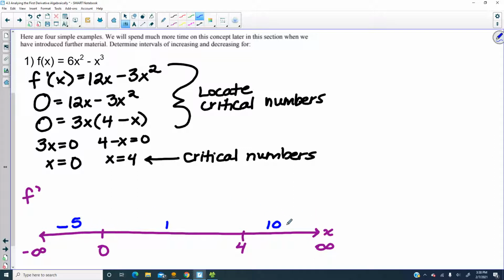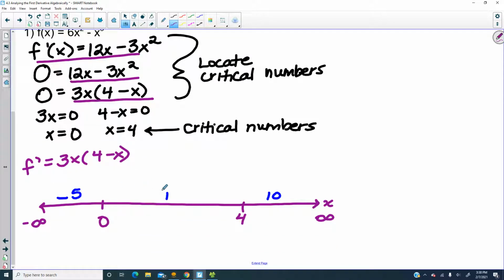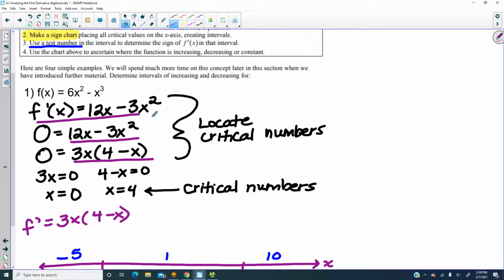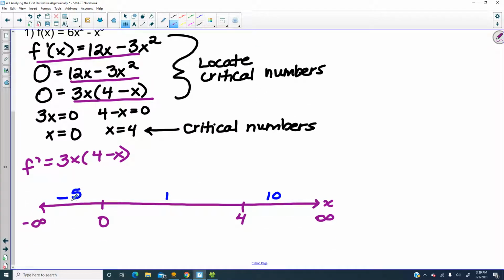Now I'm going to test these numbers into my derivative. And here's a pro tip. It's easier to test it into the factored form. So this is the derivative, this is the factored form. It's easier on you to test it into the factored form of the derivative, 3x times 4 minus x. Because if you substitute it into the factored form, then you can just think about positives and negatives multiplying together, because we just need to determine the sign of f prime on each interval. I don't need to know what it is. Okay, so these are my test numbers.